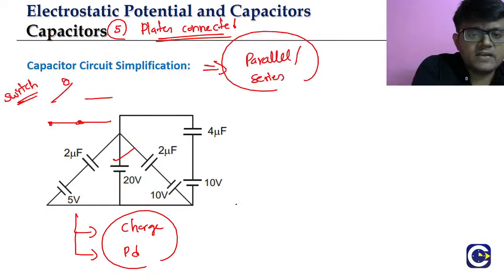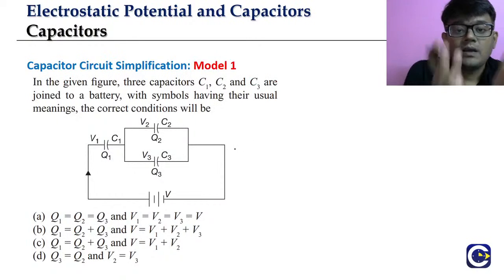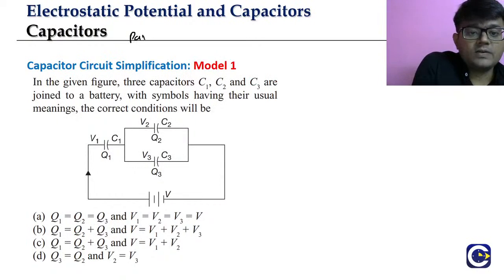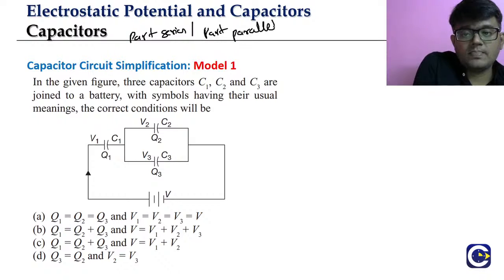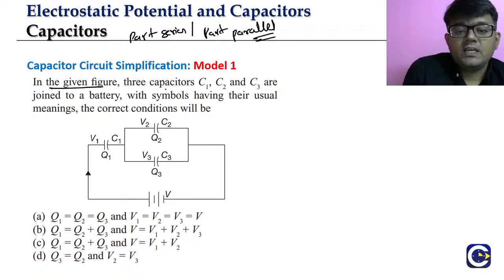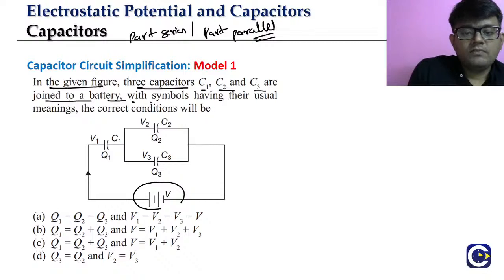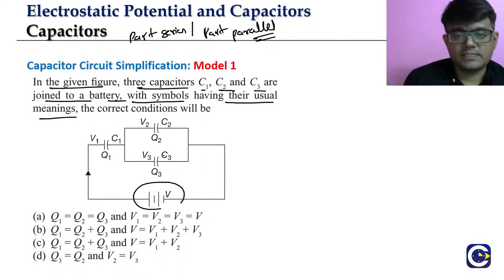First and we'll start with this model 1. Model 1 is what, part series. Adana, what is model 1? Part series and part parallel. Okay va? Paranga, what is the question that is given? In the given figure 3 capacitors are there. C1 irka, C2 irka, C3 irka, are joined to a battery. Paranga, so this is the voltage source or the battery, they are joined with symbols having their usual meanings.